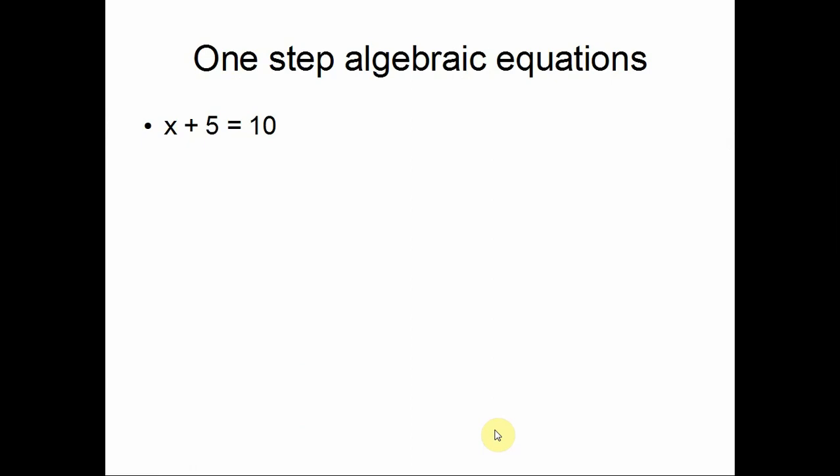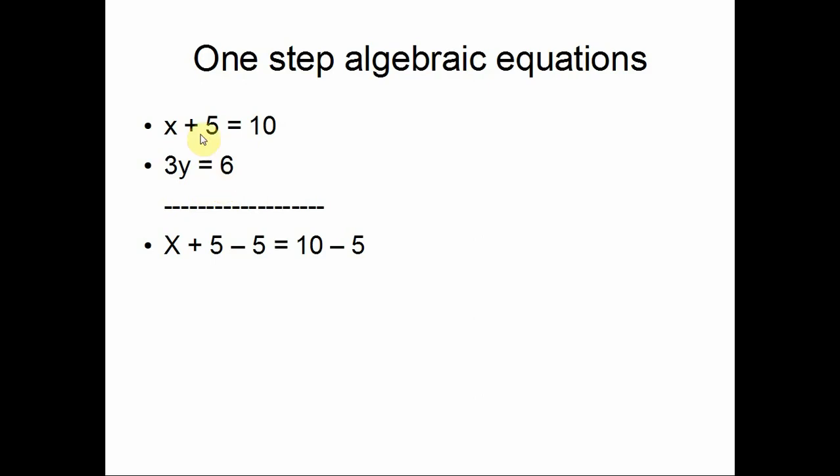So, this algebraic equation can be solved in one step. Now, let's try to solve this equation. What we do is we add or we subtract 5 from both sides of the equation. We have another example in 3y equal to 6. We'll talk about the solution right now.